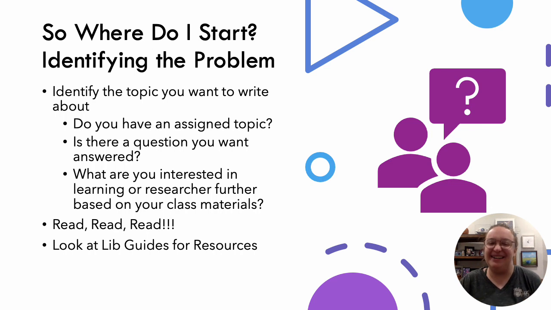We start by identifying the problem. So we identify a topic that we want to write about. This can be done a number of ways. We may have an assigned topic. Some professors like to give us an assigned topic, and they know right off the bat, here's what I want your research paper to be on. There are other professors that ask you to come up with your question. And since we are in the science department, you may be coming up with your own idea or question.